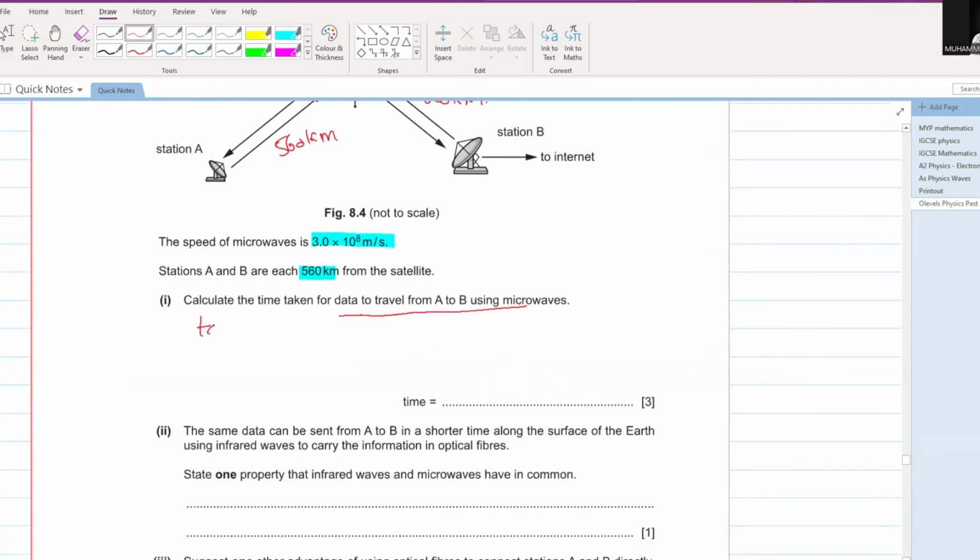बेटा टोटल डिस्टेंस क्या हो जाएगा? 560 प्लस 560 विल बी इक्वल टू व्हाट? 1120 किलोमीटर। बेटा टोटल डिस्टेंस ट्रैवल्ड बाय द माइक्रोवेव क्या हो जाएगा? 560 इंटू 2, that is 1120 किलोमीटर। परफेक्ट। स्पीड ऑफ माइक्रोवेव्स क्या है? What is the speed of microwaves? 3 into 10 raised to the power of 8 ms minus 1.